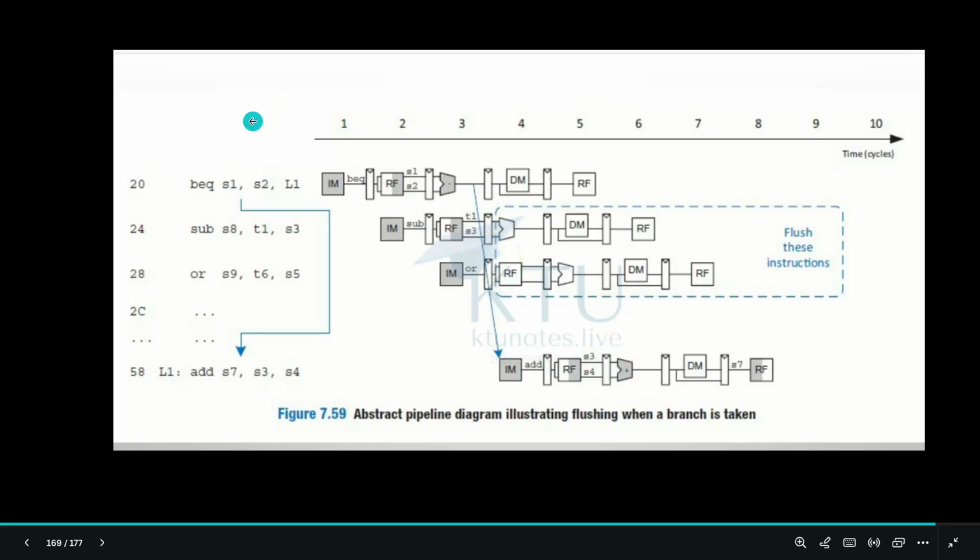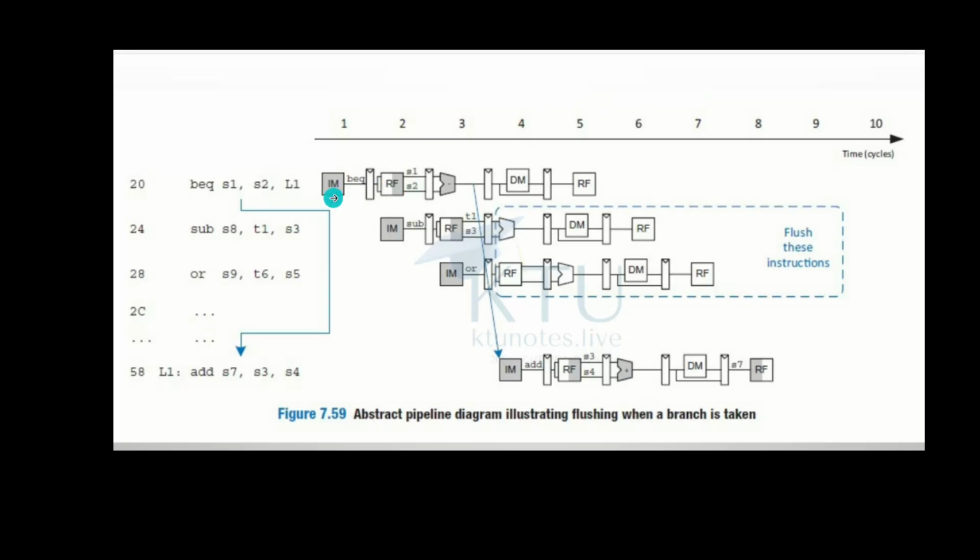So here what we are understanding is the instruction memory, the register file, that is our decoding part, the execute part, the memory part, and the write back part. If this branch condition is correct, I have to go to this instruction.